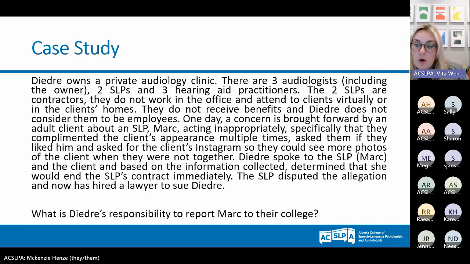One day, a concern is brought forward by an adult client about an SLP, Mark, acting inappropriately, specifically that he complimented a client's appearance multiple times, asked them if they liked him, and asked for the client's Instagram so they could see more photos of the client when they were not together. Deidre spoke to the SLP and the client, and based on the information collected, determined that she would end the contract immediately. The SLP disputed the allegation and has now hired a lawyer to sue Deidre over an employment or contract dispute. What is Deidre's responsibility to report Mark to their college?